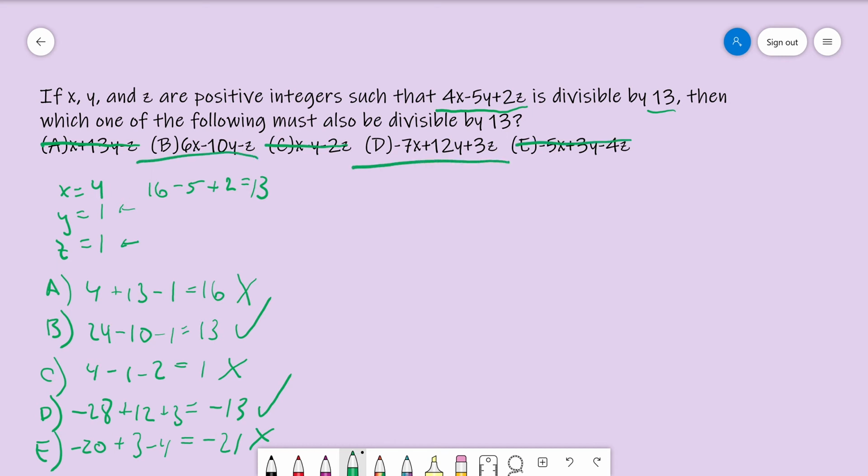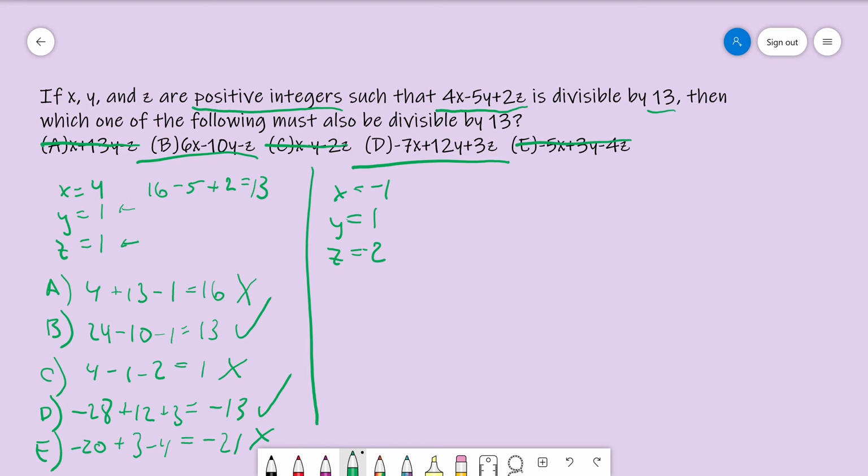So we can eliminate A, C, and E, but we still have B and D as possible answers. And we would have to find another set of numbers, x, y, and z, in order to check these two. Well, let's see. I know it says that x, y, and z are positive integers, but I think if we use negative integers, it won't really make a difference. So if we take x equals negative 1, y equals 1, and then z equals negative 2.